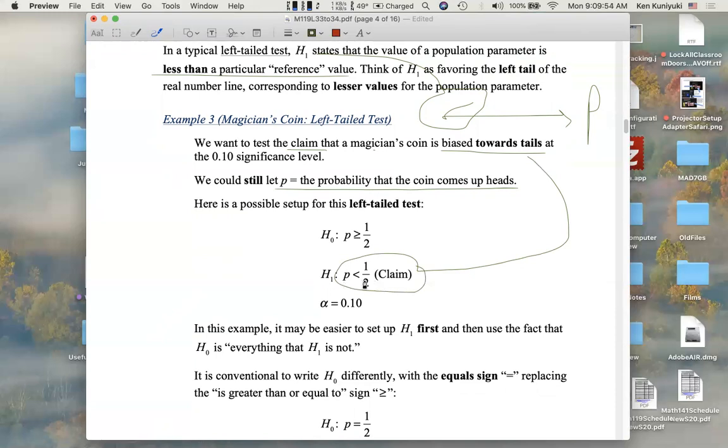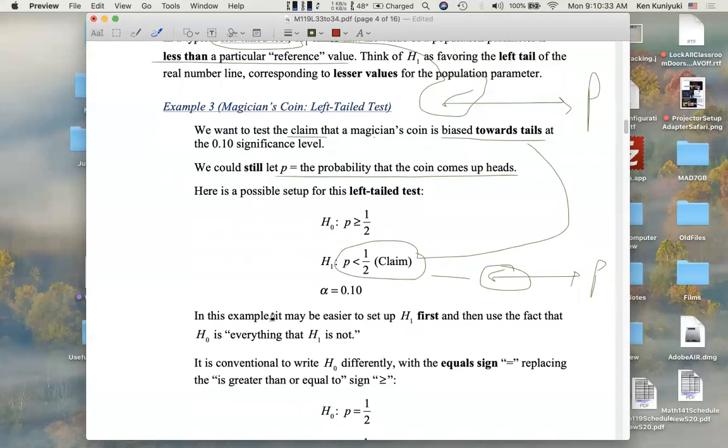The alternative would not include the case of equality. This alternative favors a tail. Over here, I guess you could say in the end this also favors a tail, but it's not the tail that's specified in the claim. Now, it's a left tail test because the alternative favors the left tail of this number line for P. The null favors the right tail in the case of equality.